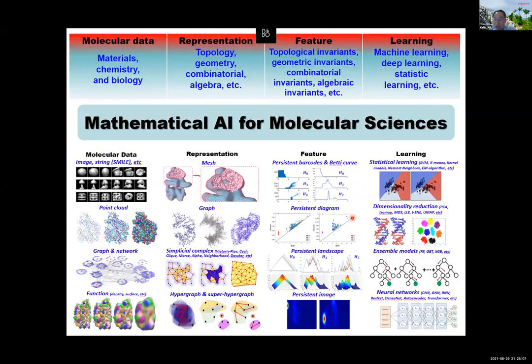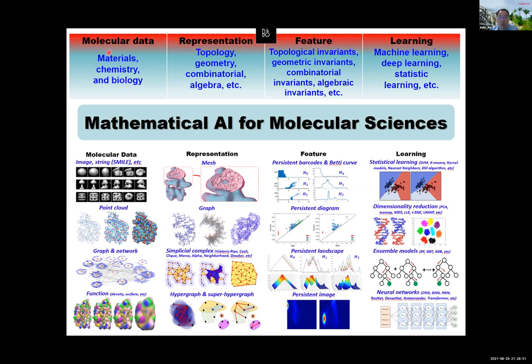And I think I'm quite running out of time, so I just want to give a summarization of what we want to do in our group. Actually, we have this big umbrella we call mathematical AI for molecular science. Essentially, we are interested in molecular structures because they demonstrate very interesting geometric and topological properties. And many of these molecular structure data can be found from materials, in material design and discovery, where a lot of good data has also been built up, and also chemistry and biology. So from there we get this molecular data.